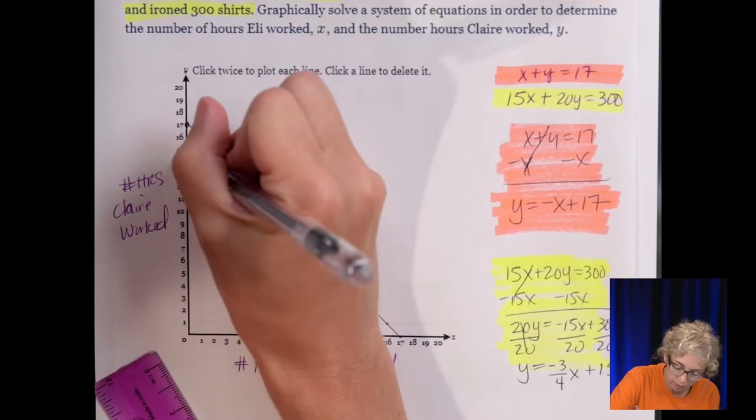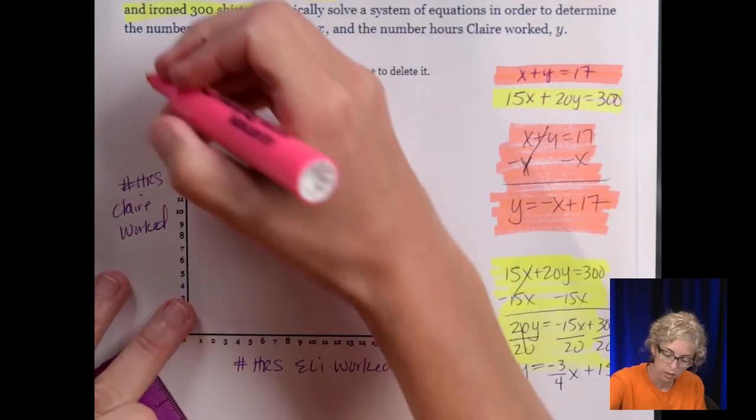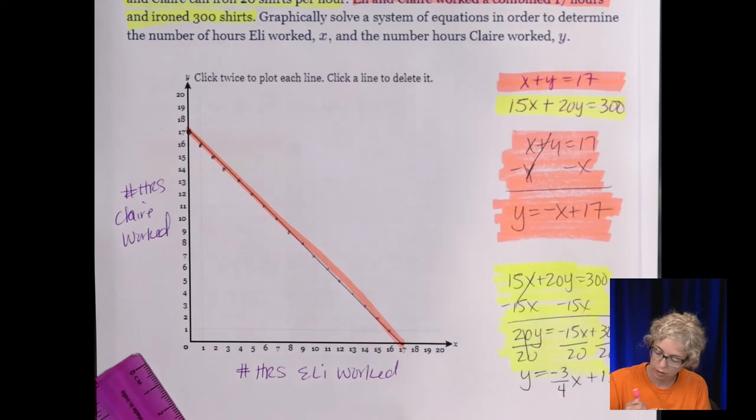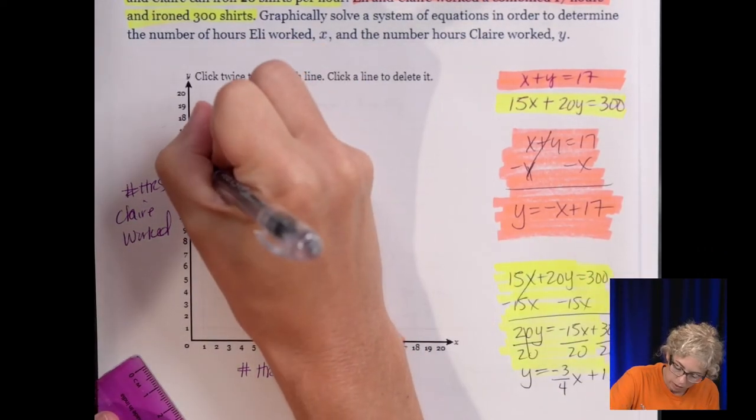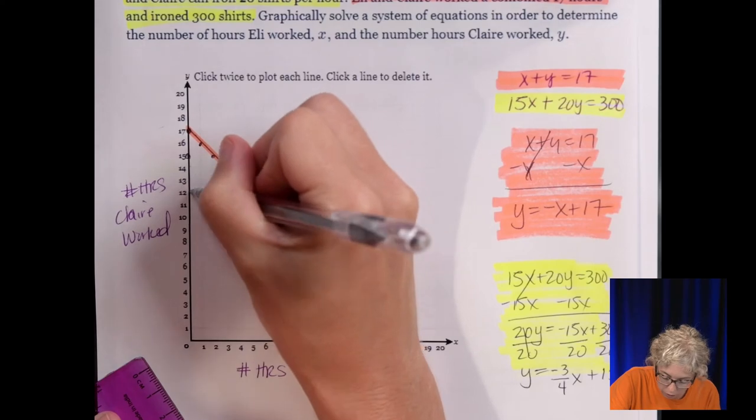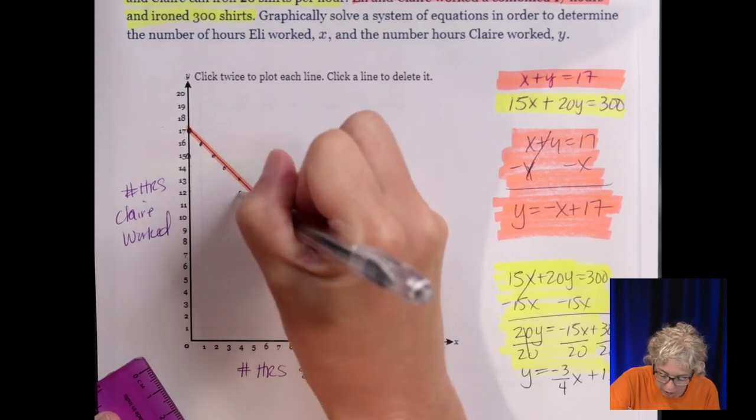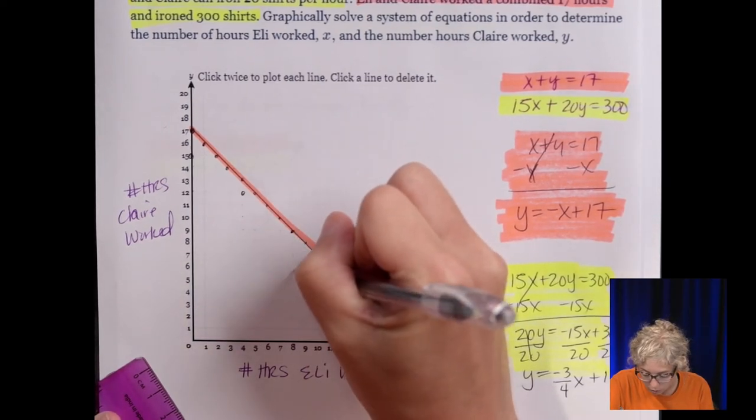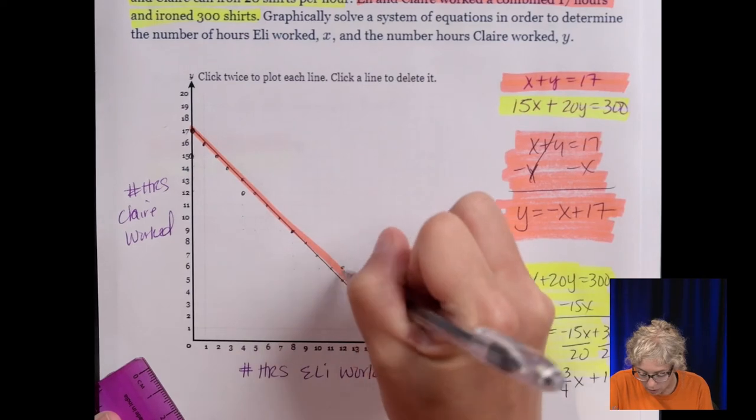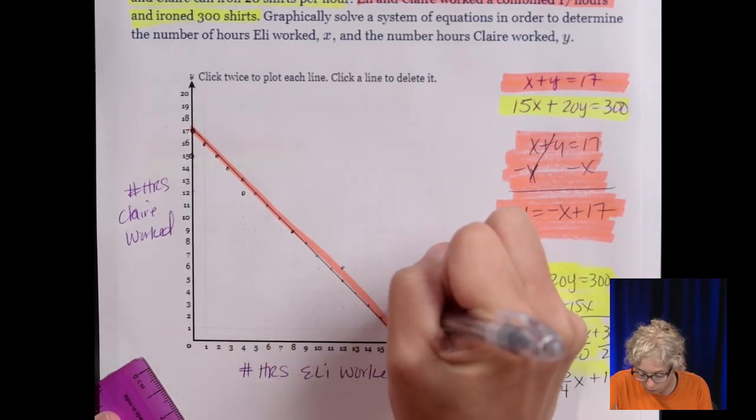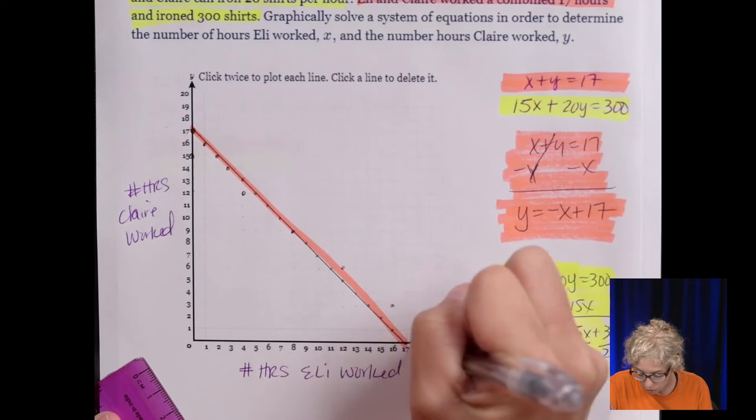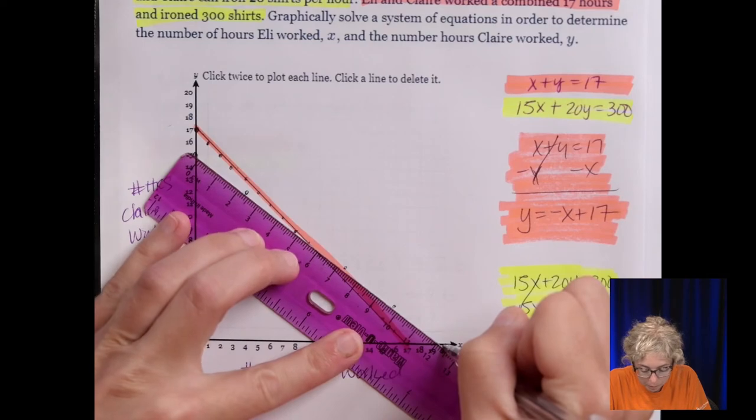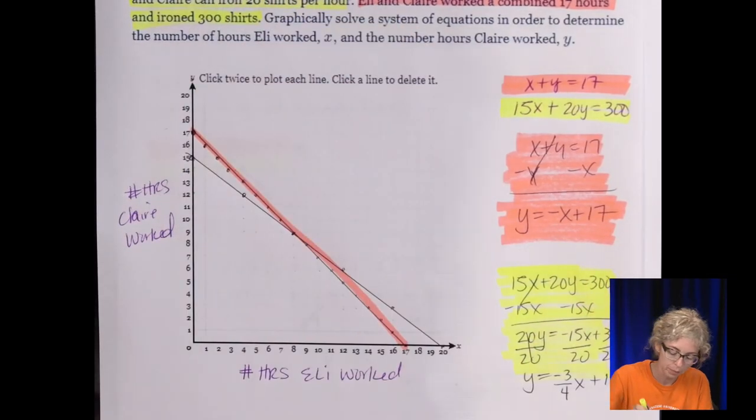And then starting at 15, let's first highlight this in pink. Okay, starting at 15, we're going to go down 3, over 4, down 3, over 4, down 3, over 4, down 3, over 4, down 3, over 4. So right at the 20.